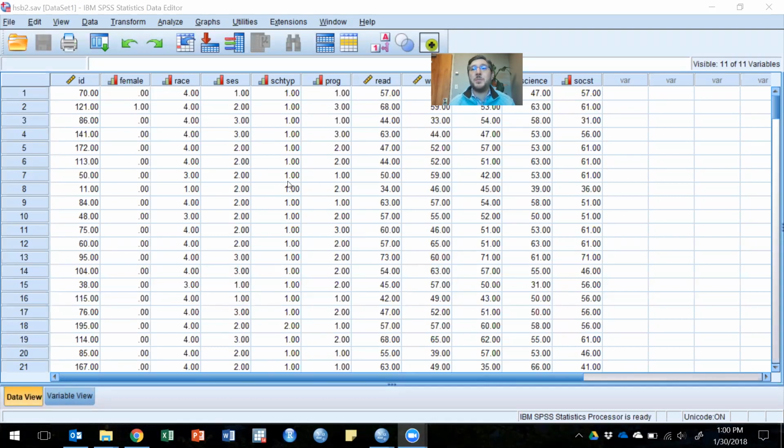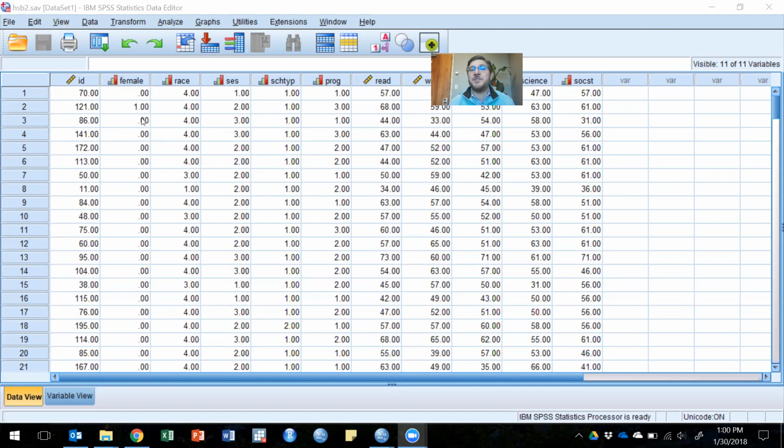So if you pull up the data file associated with this, it's called HSB2. This is some data from the High School and Beyond survey. It's a national survey from the National Institute for Educational Statistics. And it's just a sampling of some of the data in there.